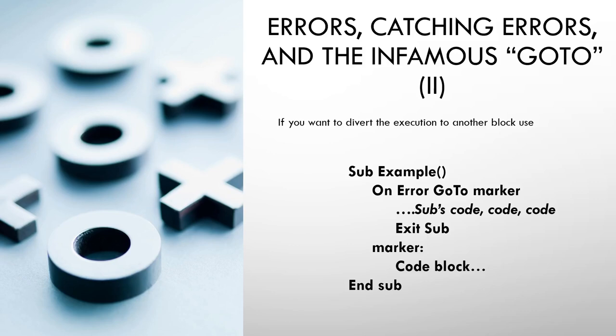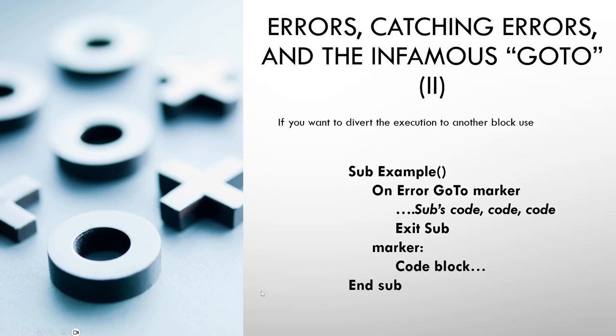What you can do here is to use a go-to marker. Now, the go-to marker is a practice that is very discouraged nowadays. They don't want us to use this because it produces spaghetti code. More on that later in a future video. But basically, with a go-to marker, you divert the code to a block that is under the marker.